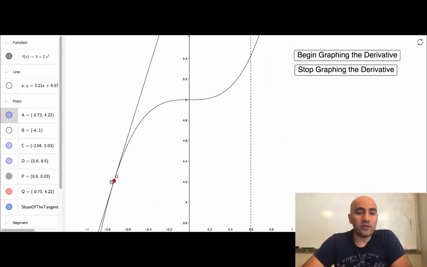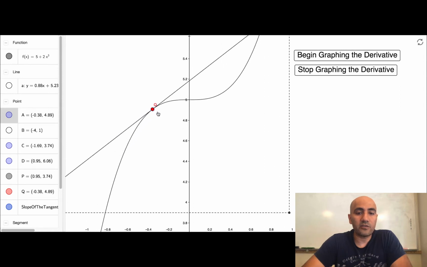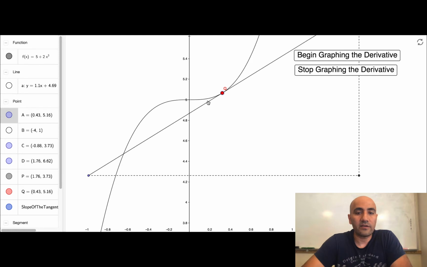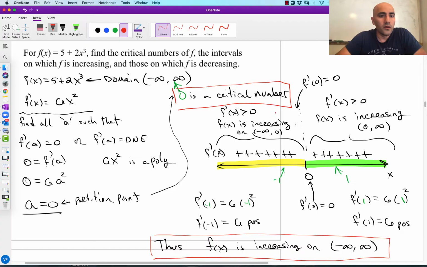So the slope is always positive here, positive there, then 0, then positive slopes again. Good. So the function is always increasing. Okay, so coming back to our work, we can do a sketch of this graph and put in all the relevant, important information that we've discovered from this function.